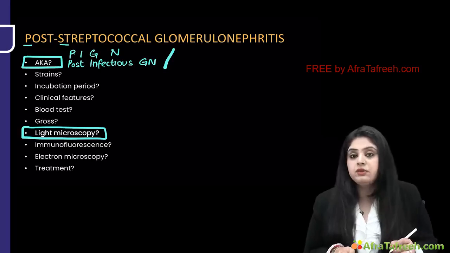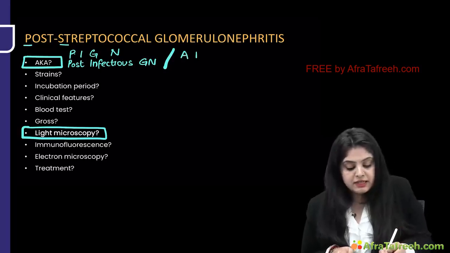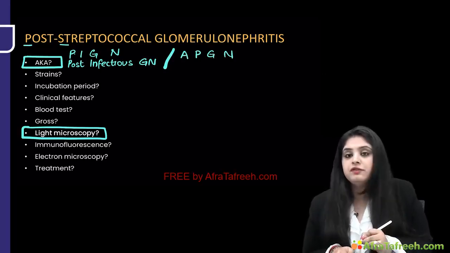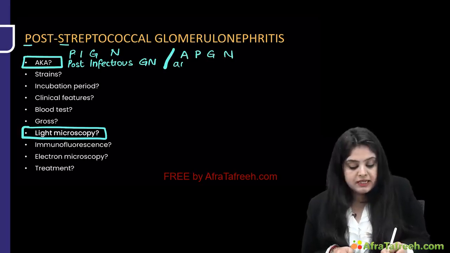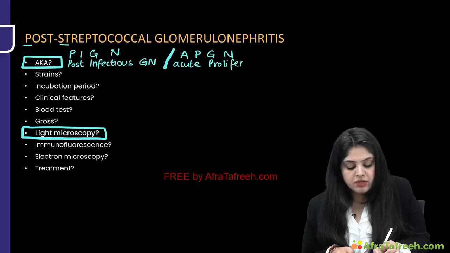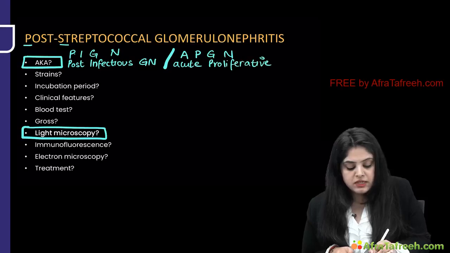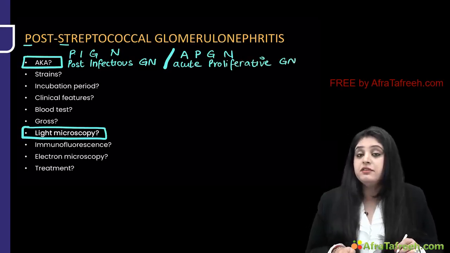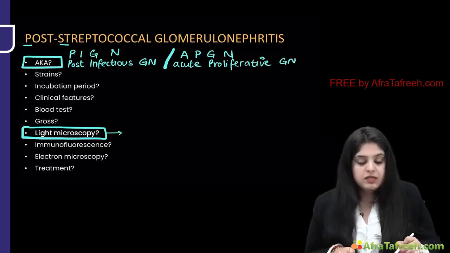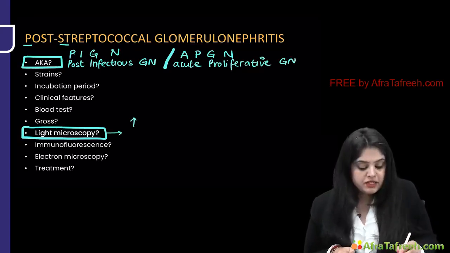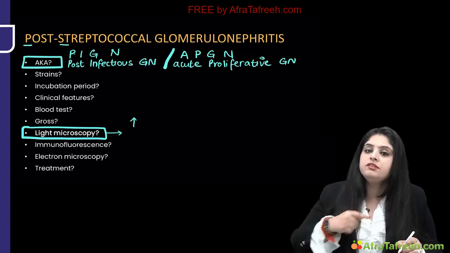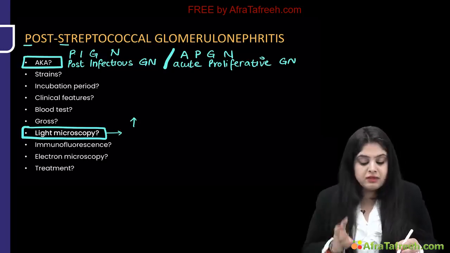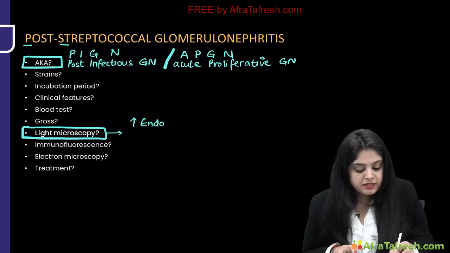Next, when they saw the microscopy, they realized that there is a lot of proliferation of cells going to happen. They then called it acute proliferative glomerulonephritis. Now, what proliferation is happening? Please remember, whatever you know inside a glomerulus, increase all of that. What is the lining of the blood vessels? Endothelial cells. Increase it, guys. There's an increase in the endothelial cells.